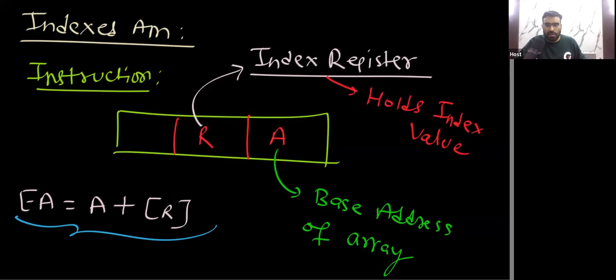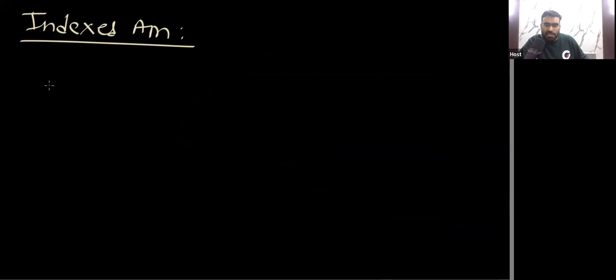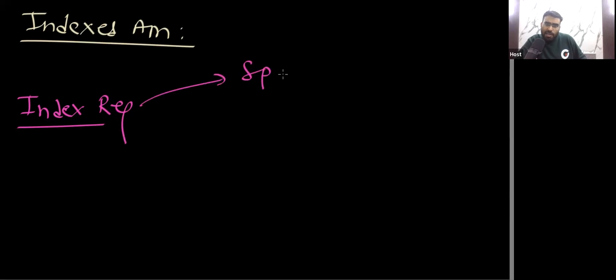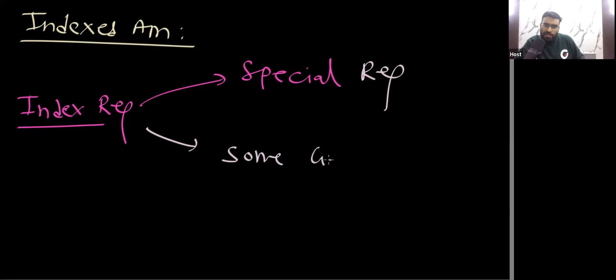Now let me tell you one more thing. Let's talk about this index register. Either it can be a special purpose register, meaning a very special register you can designate only for index register, or it can be any general purpose register, meaning you can select some general purpose register to work like an index register.